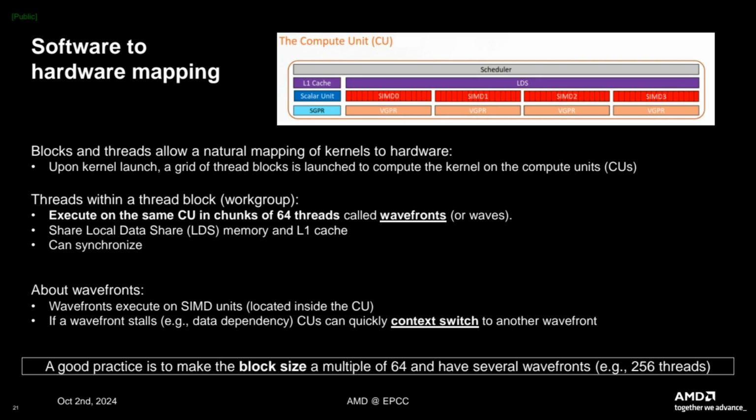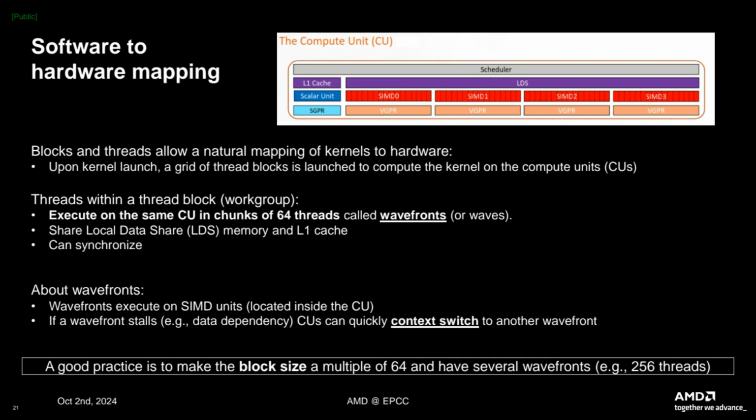These wavefronts share local data share memory, or LDS, which is the purple rectangle you see in the drawing, and also L1 cache, and can synchronize. The fact that they can synchronize can be leveraged to use shared memory and make your computation faster. But in order to facilitate that, it's good practice to make the block size a multiple of 64, since threads in the block execute in chunks of 64 in the CU.